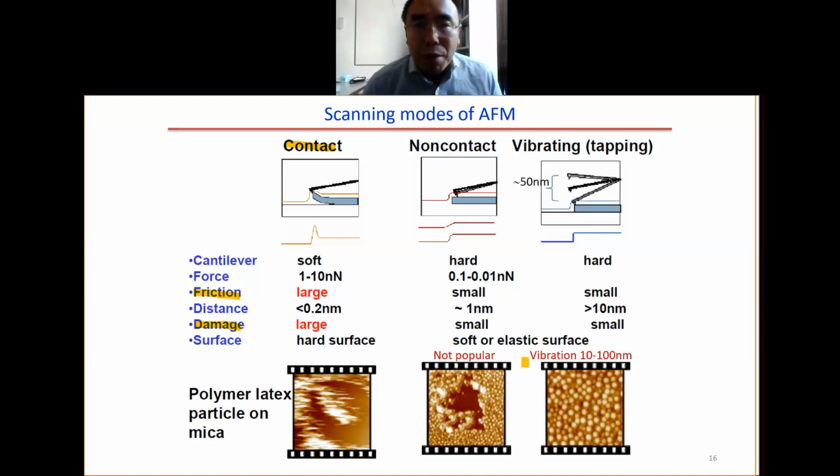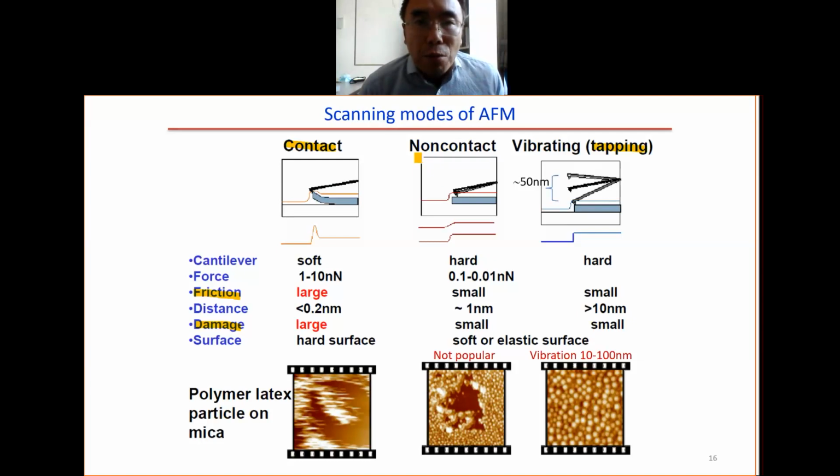To solve this problem, we use the tapping mode. This tapping mode was invented in the late 1980s. In this case, the tip taps the surface. It will touch the surface only for a very small fraction of the time, maybe 1% of the time. Most of the other time it is not touching the surface. This is called the tapping mode. So tapping mode gives you smaller friction. This is good for soft material and also it will not damage the sample.